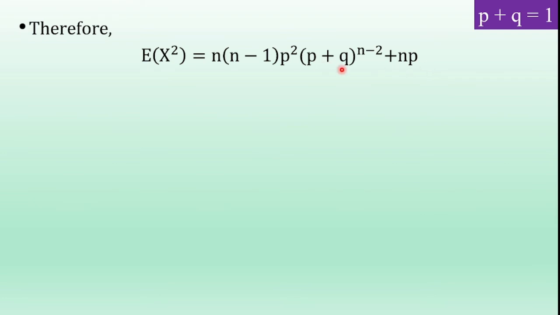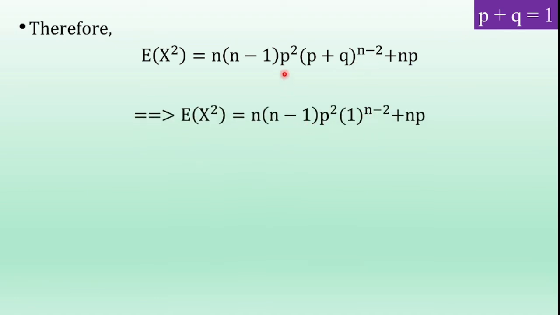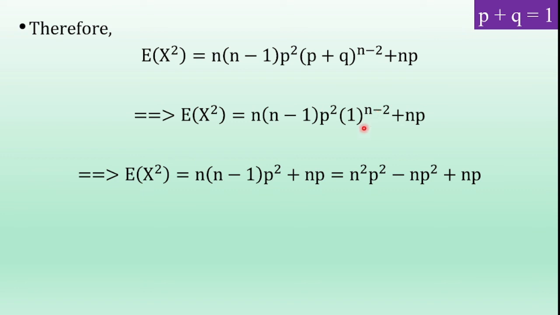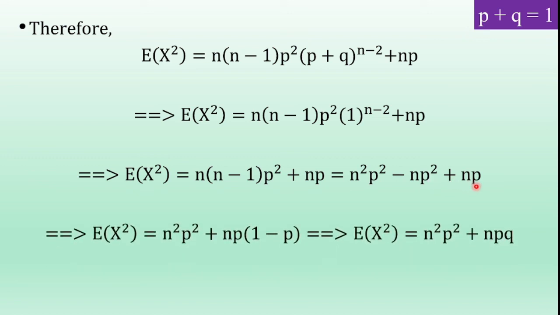But p plus q is equal to 1. Substituting p plus q is equal to 1, 1 power n minus 2 is 1. Therefore, n into n minus 1 into p square plus np. Multiplying p square within the bracket term, we have n square p square minus np square plus np. For the second and third terms, take the common np. Therefore, n square p square plus np into 1 minus p. But 1 minus p is equal to q.